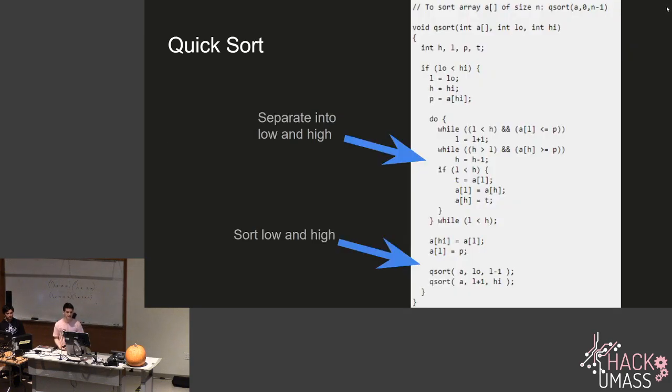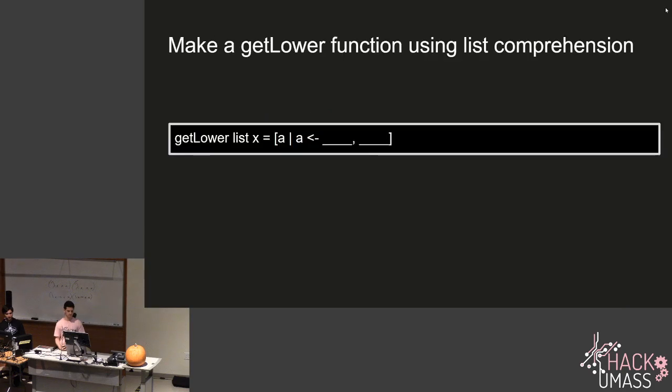This is how you do it in C. You're going to see that in Haskell, it is not nearly this many lines. And this is being generous to C, because this is pretty short code. I've seen much longer implementations. But first, let's break it down into smaller functions. Let's write a getLower function. Who knows what we want this to do?